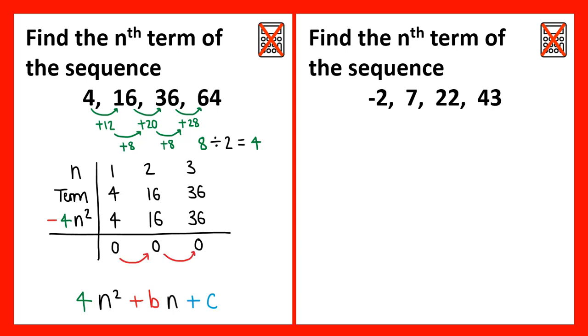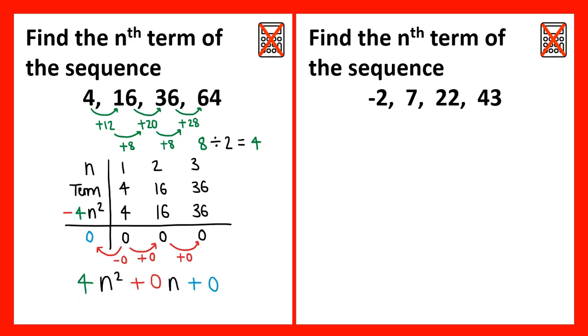In this case, the difference between the terms is 0, they're the same, meaning that I'm adding 0 lots of n. And if I were to do the inverse to work out my 0 term by taking away 0, I'd end up with 0, meaning that my constant is adding 0. 4n squared plus 0n plus 0, simplifying will give me the nth term of this quadratic sequence, which is 4n squared.